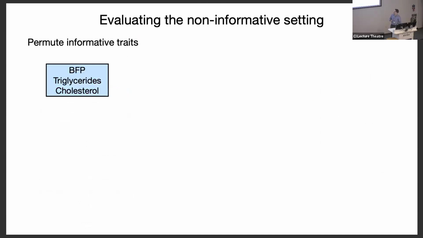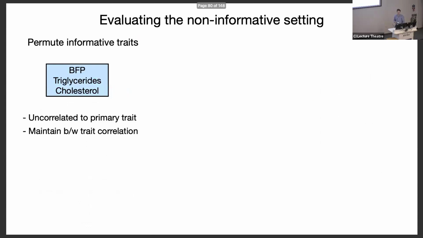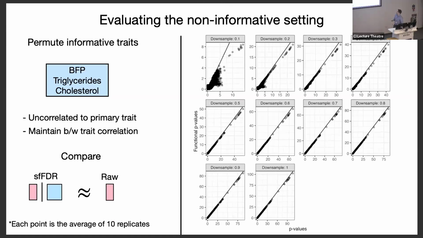And so perhaps the important setting is, well, what if you use non-informative traits? So we permuted the informative traits, so they're uncorrelated with the primary trait, but we wanted to maintain those between-trait correlations. And so when you compare the functional p-values, it should be approximately the standard p-values. And we see as a function of downsampling proportion, there's a strong correlation. And in fact, it tends to be a little conservative due to primarily estimation.